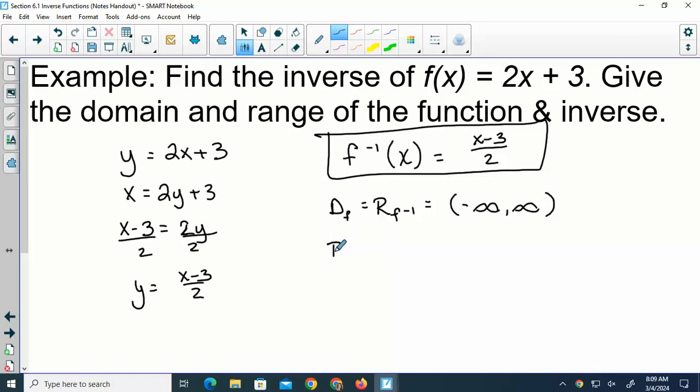Now the range of my original function. The range of the function will be equal to what? Because the y's in the original become the x's in the inverse. So if I look at my inverse, I have a fraction, my denominator is 2. Does that ever equal 0? No, so that one is also all real numbers. It's harder to look at something and know the range, but we could just jump to the inverse and find the domain again.